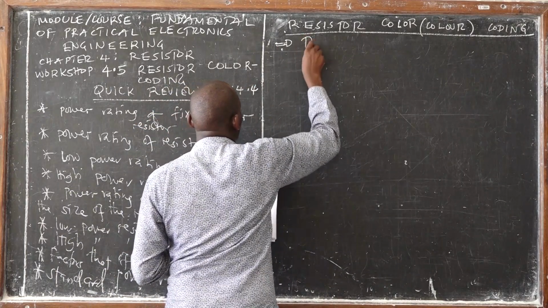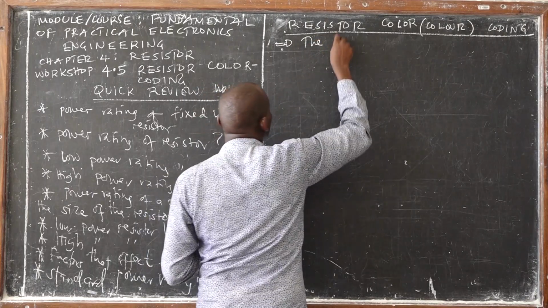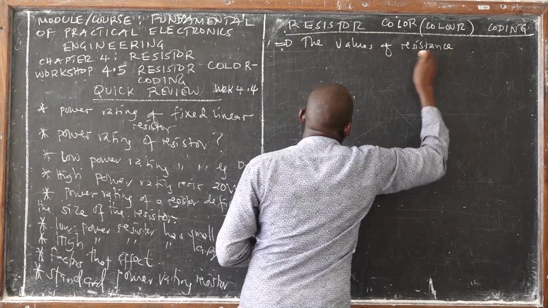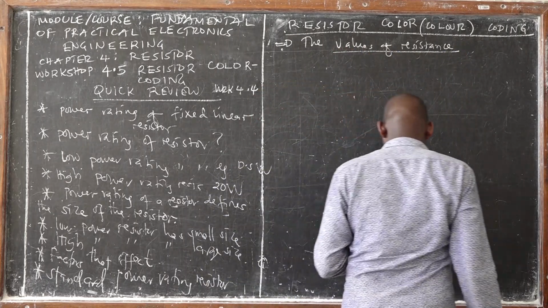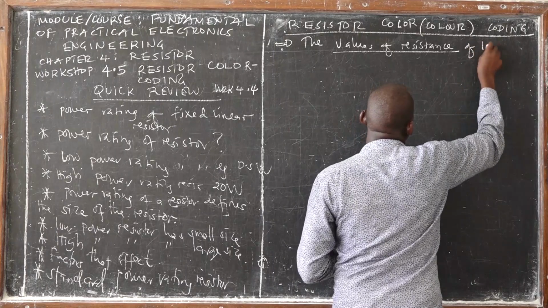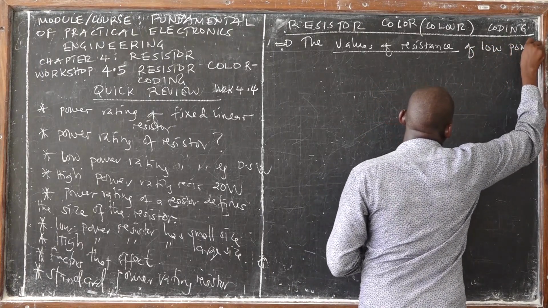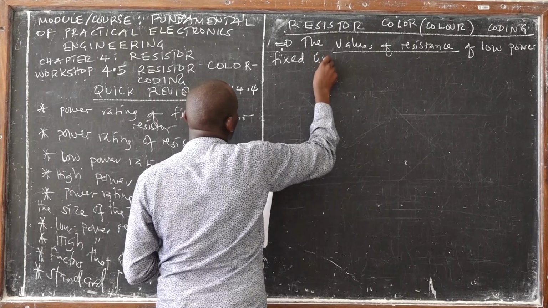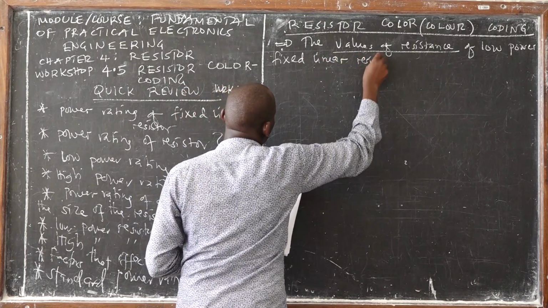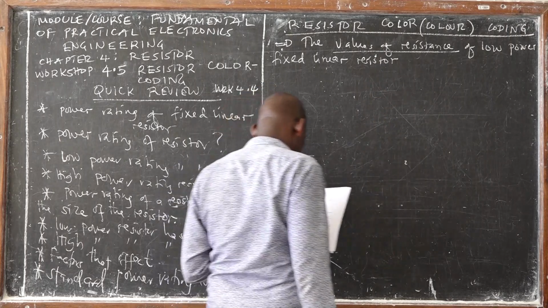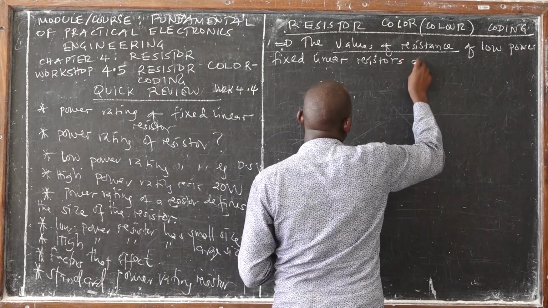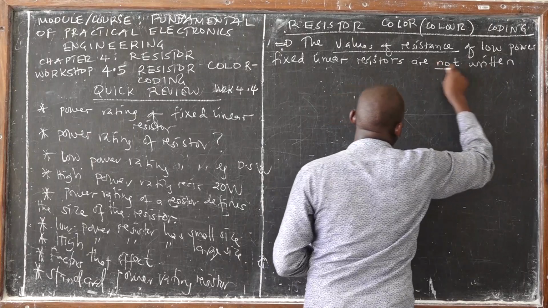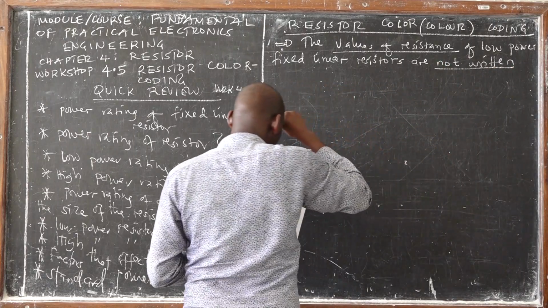So here it's a problem, or the origin. The values of resistance of low power fixed linear resistors are not written. So now we are discussing the challenge that we identified in the previous workshop.